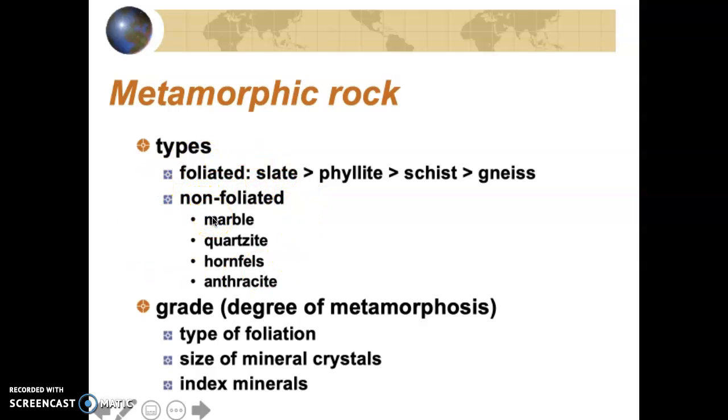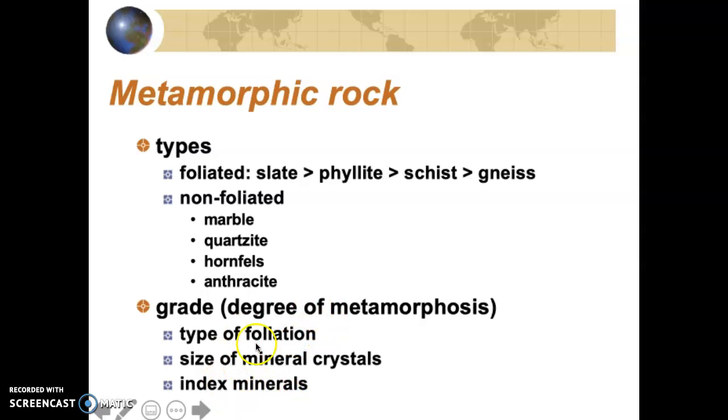Depending on the mineral composition, sometimes the minerals aren't able to line up. The notable examples of that are marble and quartzite, because they have kind of a uniform mineral composition, as does anthracite, which is really just organic material. We don't see the minerals lining up, and so these rocks are called non-foliated. Hornfels is listed here, but we don't have it in the lab. It is a contact metamorphic rock, and therefore not much pressure, no foliation.